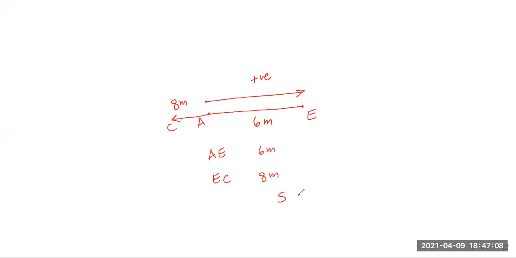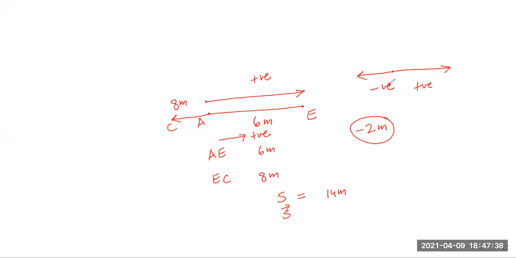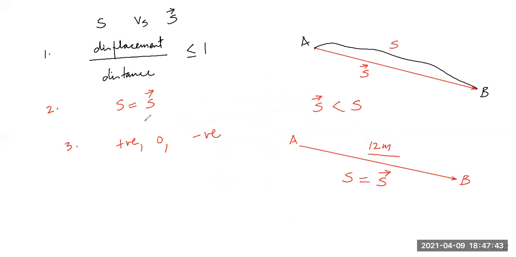What is the total distance traveled? Distance traveled is 8 meter, 14, 14 meter. What is the displacement? See, no, it's not 2 meter. Now the right side we have taken positive. So the total displacement will be minus 2 meter, because if this direction is positive, automatically the opposite direction will be negative. Hence, I told that distance will always be positive or zero.